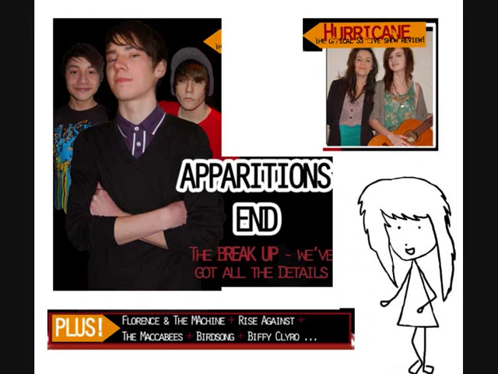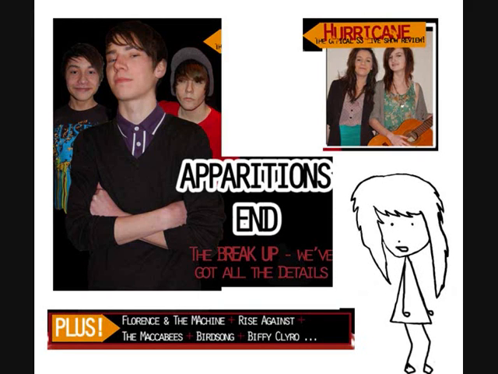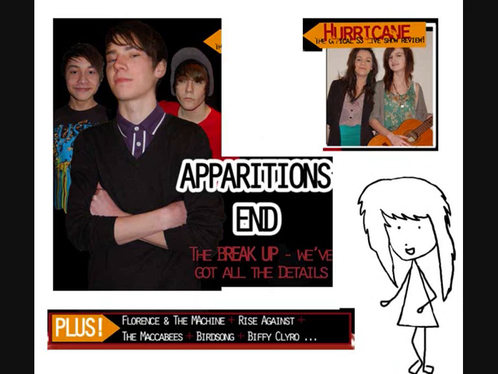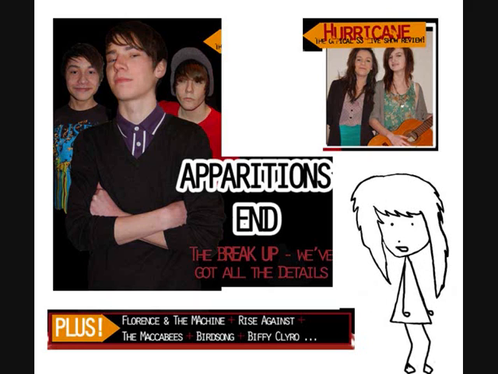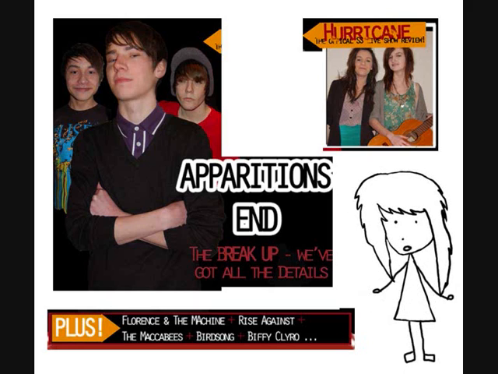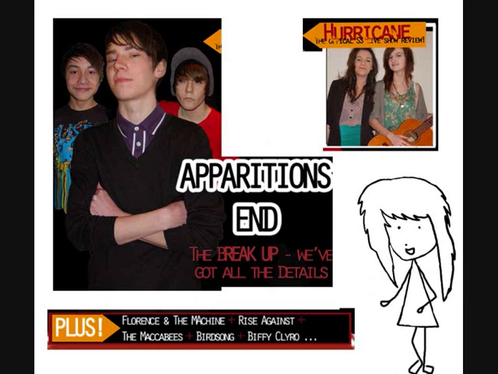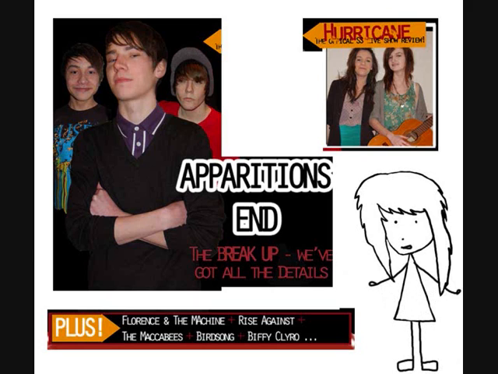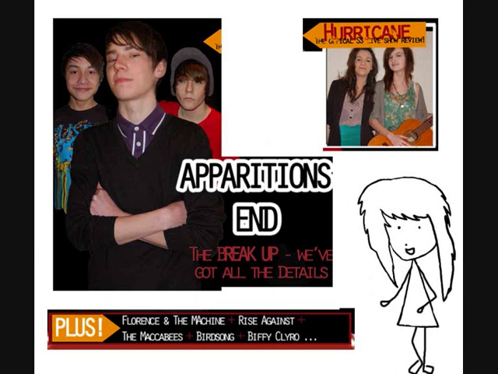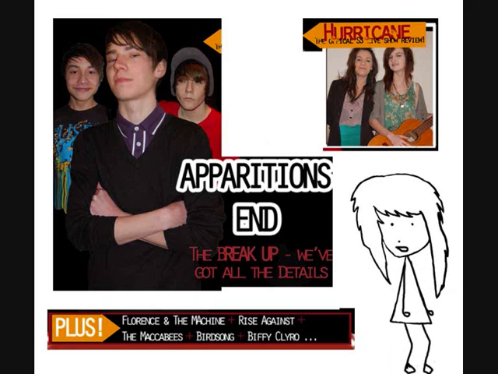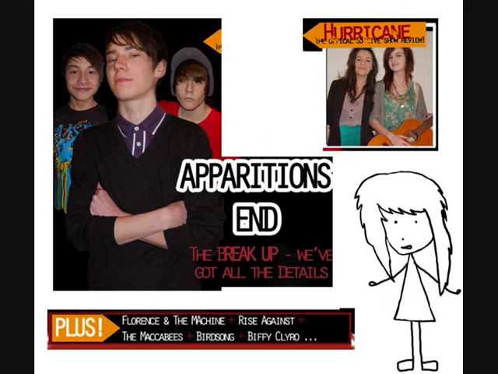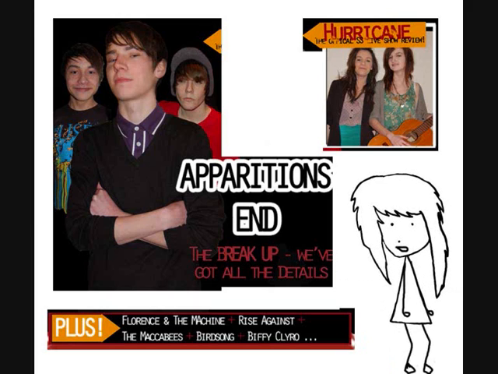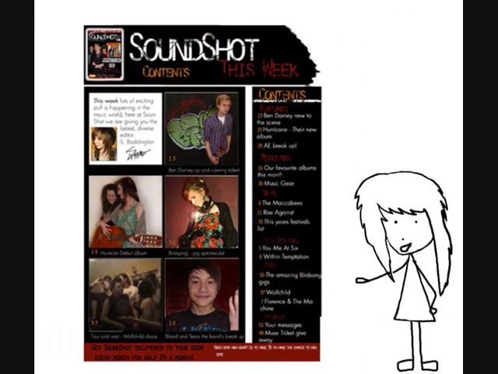The genres I have chosen for my magazine to represent are alternative, rock and indie. I think these images show how I have represented them because it shows the different styles. Apparitions End band pictures look bold and rocky, and the Hurricane pictures show an indie style. In the images, I also wanted to show how bands in these genres are placed on the cover, so that the reader knows what bands my magazine talks about, and therefore the genre. In this case, Florence and the Machine, indie; Rise Against, rock or alternative; the Maccabees, indie; Birdsong, alternative; and Biffy Clyro, rock.